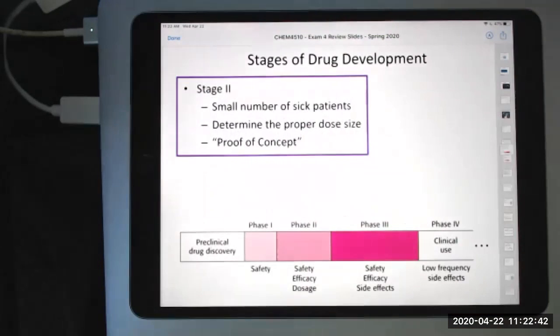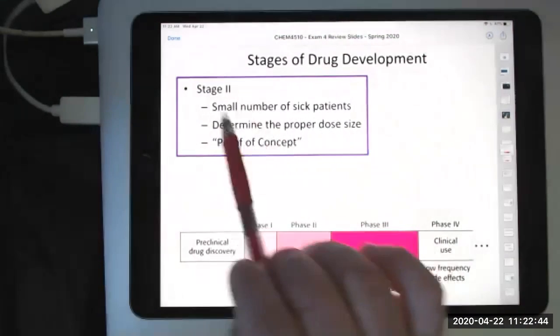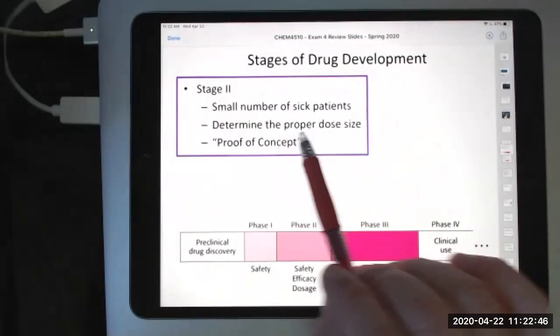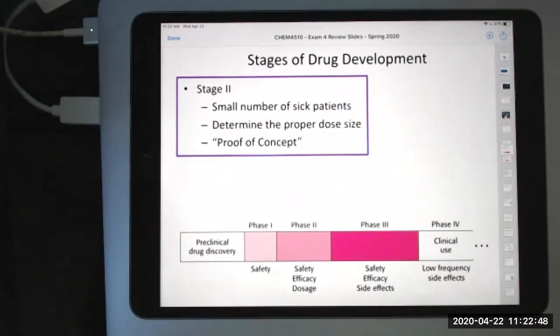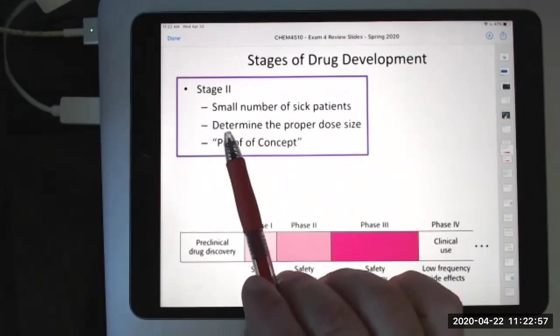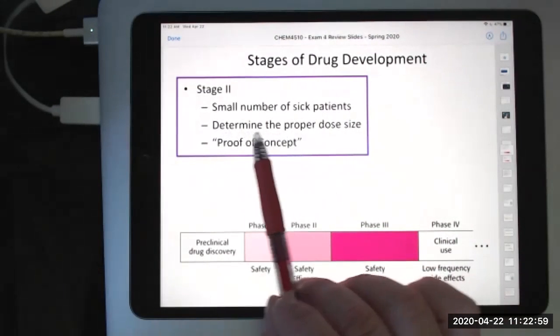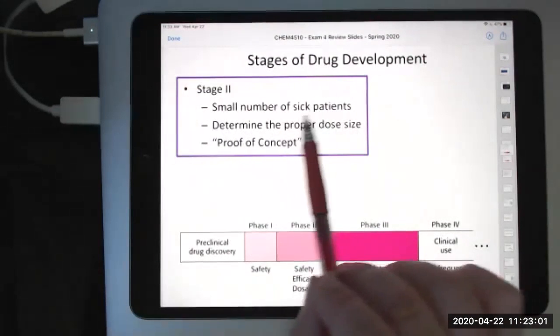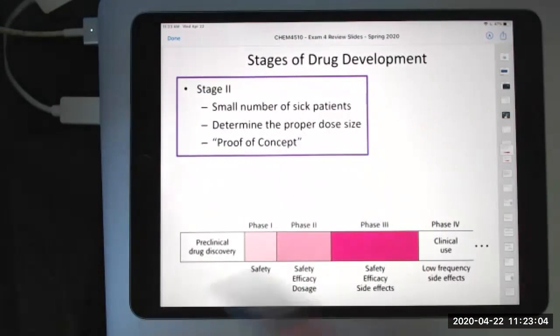Okay. Phase 2, this is the first time it gets into sick patients. So these are the patients with the disease that you're looking at. It's a small number, and it's two things. One is to see the proof of concept. Does the drug appear to work? Does it improve their condition when it's combined with another therapy or therapy alone? And then you're also looking at the proper dose size. So if you're looking at, say, 3 doses, is there a dose dependence response? And if there is, what's the most appropriate dose?